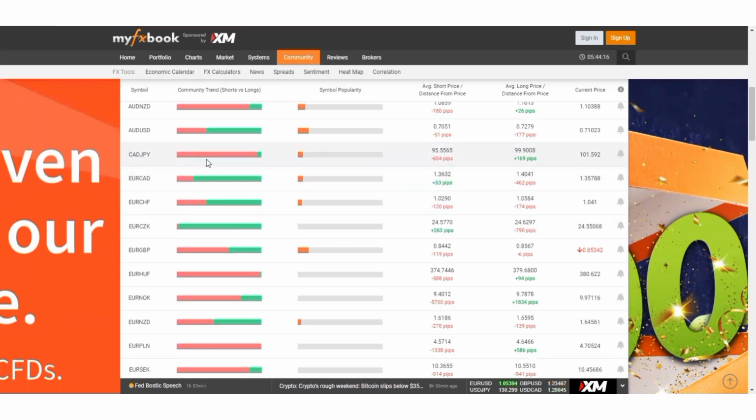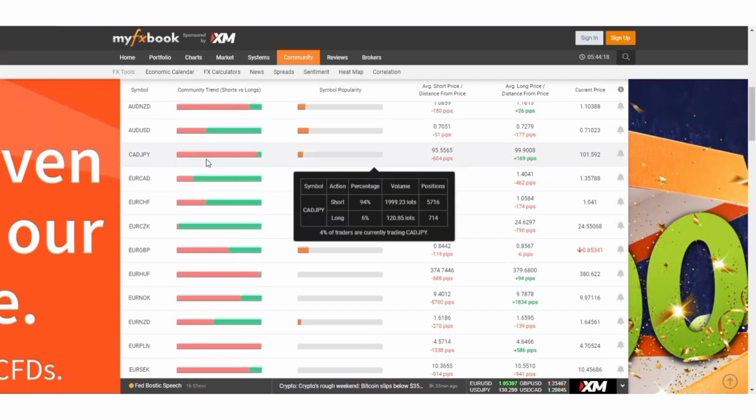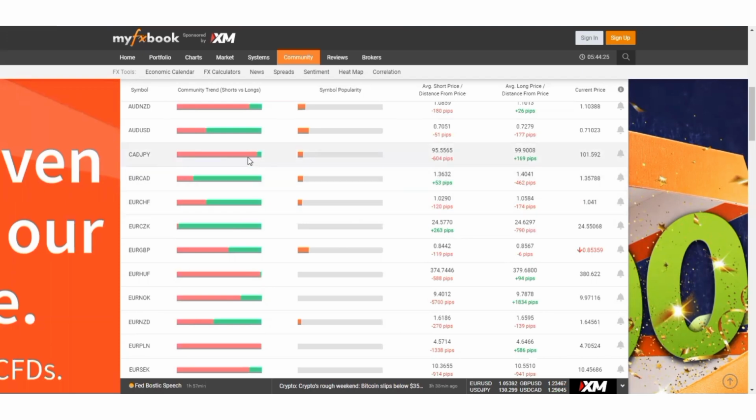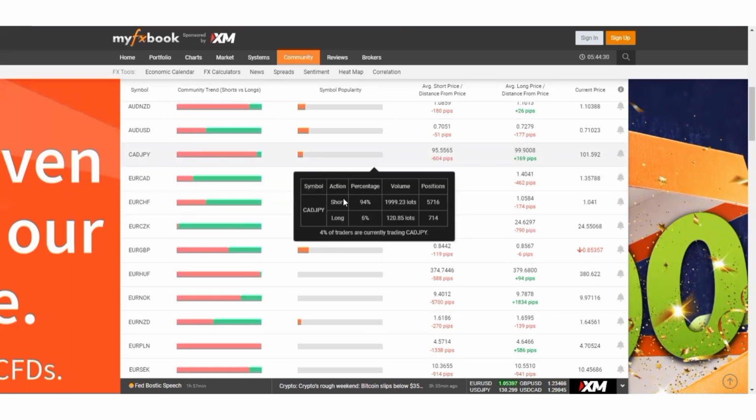Look at the sentiment. Crazy. This sentiment is bad, man. Wow, look at the number of people that are wrong. 94%. Maybe I'll trade CAD Japanese yen this week. This is interesting. Can you see this? Majority of traders are short, heavy against what the market should do, right? This is the right scenario for me.